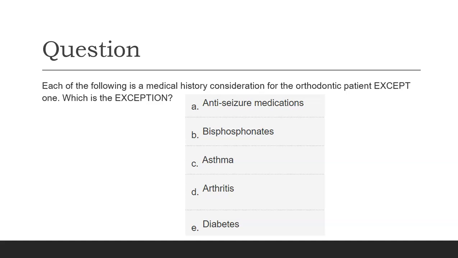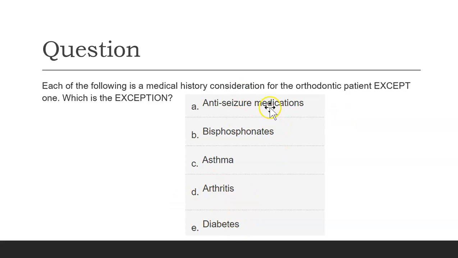Here's another question. Each of the following is a medical history consideration for the orthodontic patient except one. Which is the exception? Anti-seizure medications, bisphosphonates, asthma, arthritis, or diabetes. Which is the exception? So the answer is D, arthritis.